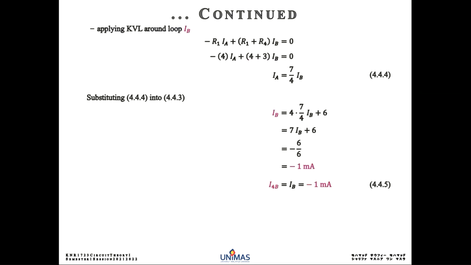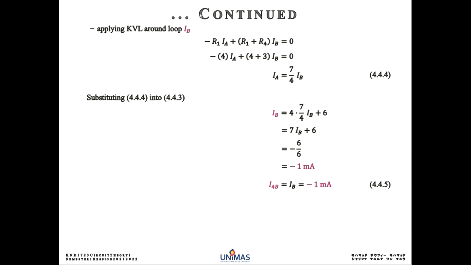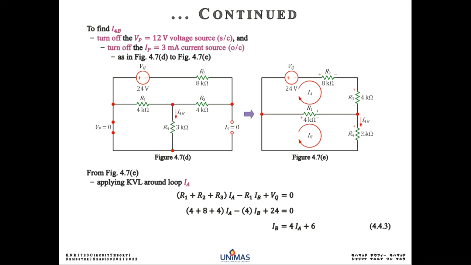If you apply around loop IB, you have R1 plus R4 IB, but minus IA R1. So minus R1 IA plus R1 plus R4 IB. So you have the IA in terms of IB, and you can substitute IA in the equation of IB. So you have your IB equal to minus 1 milliamp. So I4B according to the circuit is actually IB.